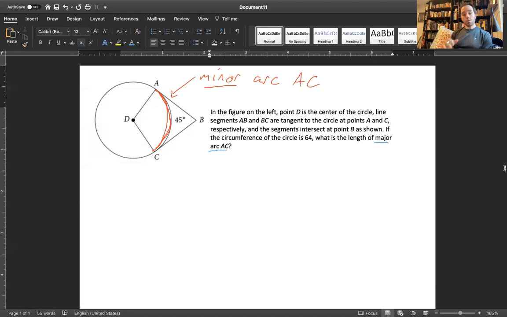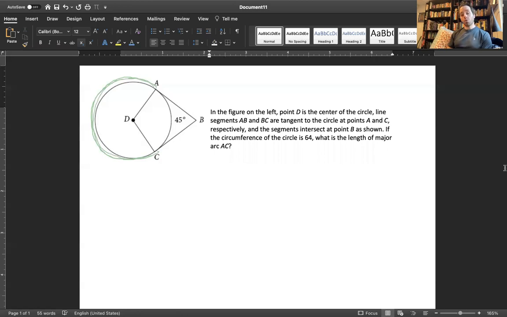Now, ordinarily, if you don't specify which one you're talking about, you automatically mean the minor arc. So if I just said arc AC, you would actually assume that I was talking about the minor arc from A to C because it's the most efficient way to get from one place to the other. But the major arc is the one that goes around the circle the inefficient way, the long way. This right here in green is the major arc. So we're looking for the length of that thing right there.